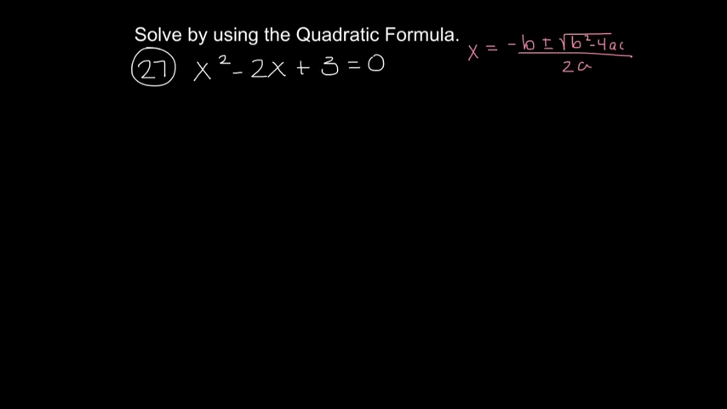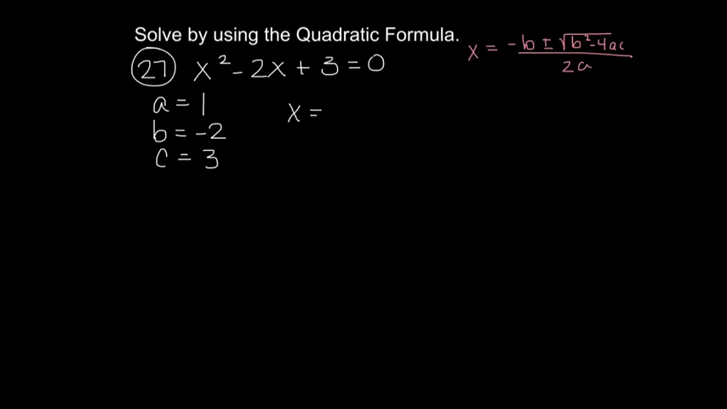In 27, it's the same idea. My equation is already in standard form. It's set equal to 0. So I can identify that a is 1 because there's nothing written with the x squared. It's understood to be 1. B is negative 2. I have to be careful about the negative. And c is positive 3.